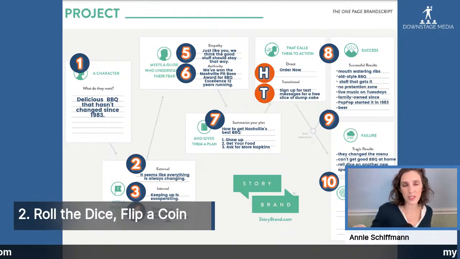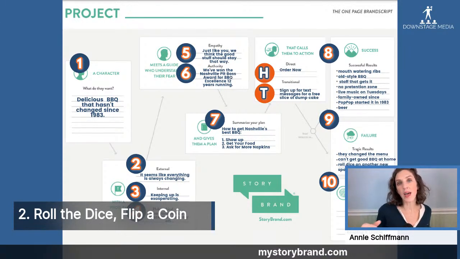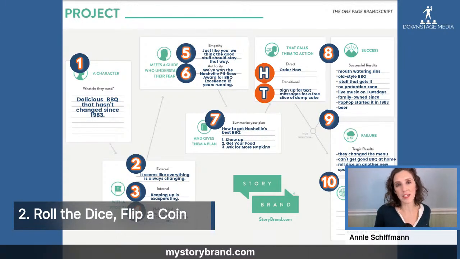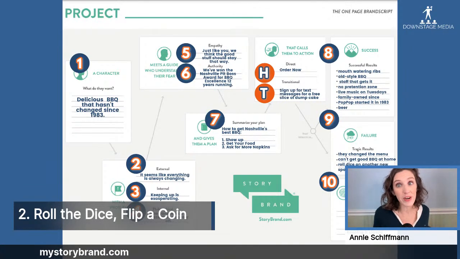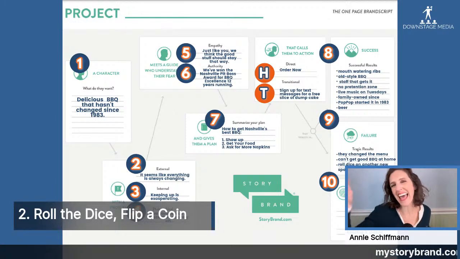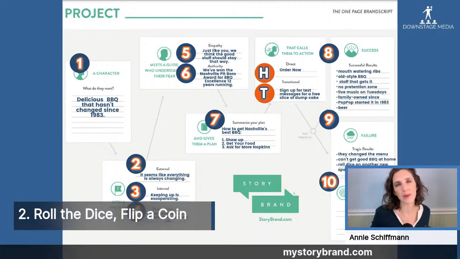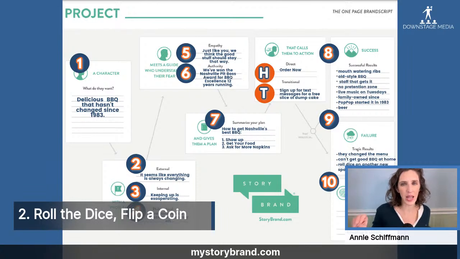So number 8, there's a whole bunch of little options there. And I know that this is hard for you to read, so I'm just going to walk you through. So 8 is, what are the great things, basically? What are the great things that your audience member is going to experience by going to Nashville's Best BBQ, right? So there's live music on Tuesdays. It's been family owned because Pop-Up started it in 1983. There's beer, there's mouth-watering ribs, old style barbecue, right? So I can pick from any of those elements in that brand script, because that's number 8.